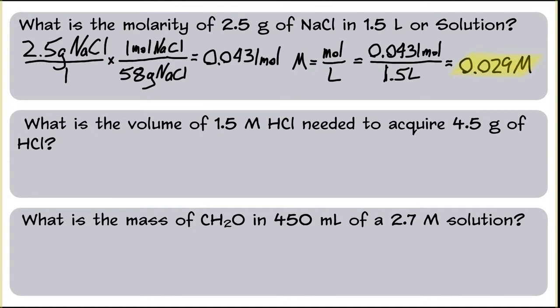4.5 grams of HCl. So you've got this solution of HCl. You want to keep pouring until you've got 4.5 grams of just the solute. Well, the first order of business is let's go ahead and figure out how many moles we have in 4.5 grams of HCl. That's hydrochloric acid for those of you in the know. And its molar mass is 36, 1 hydrogen, 1 chlorine, 36 grams of HCl for every 1 mole of HCl.